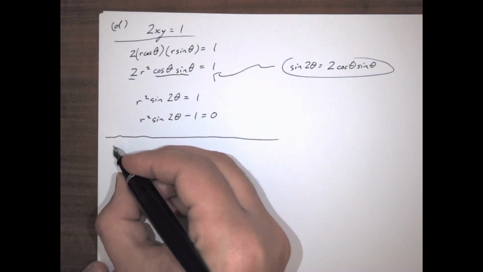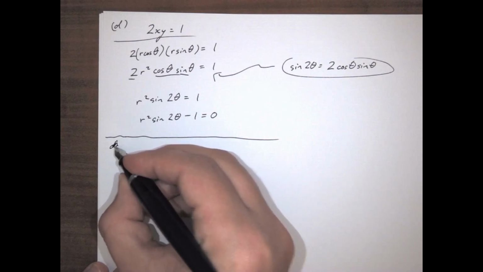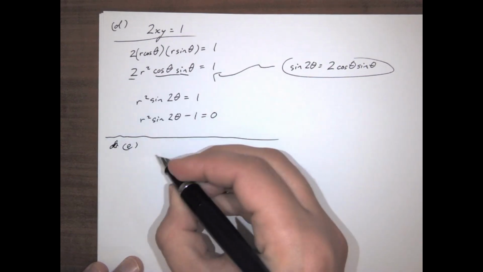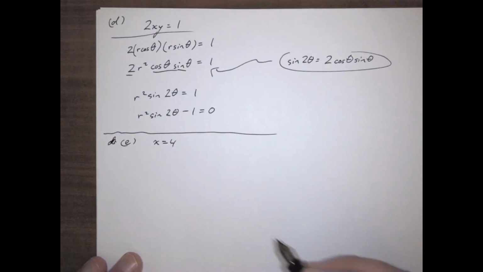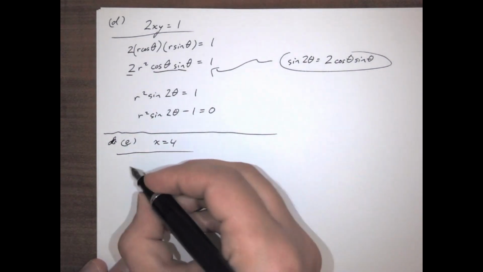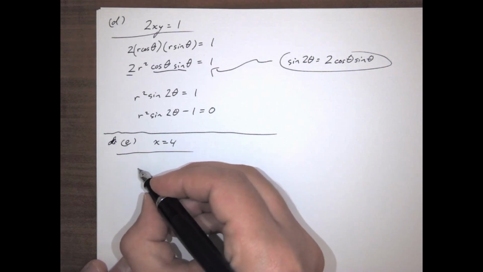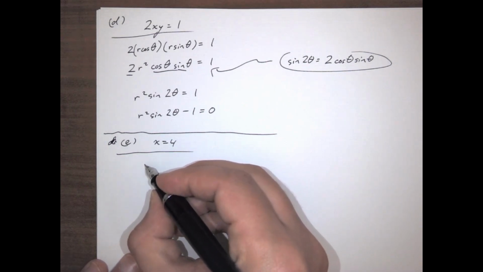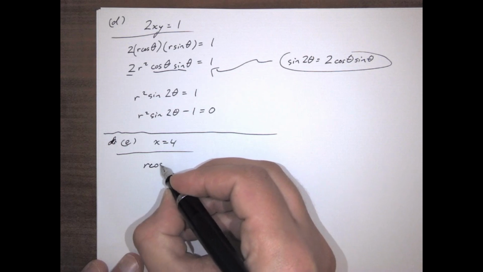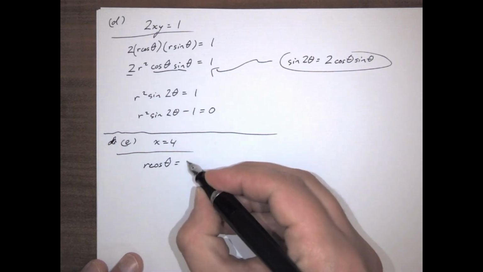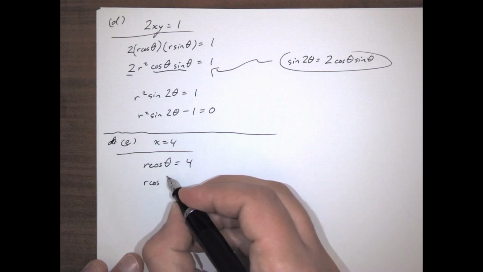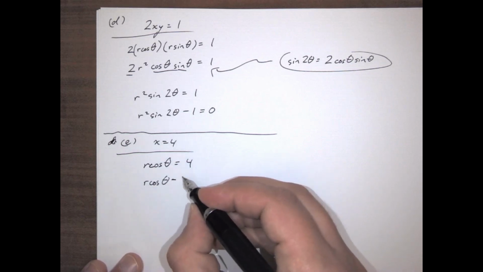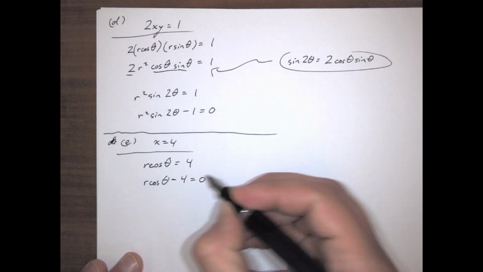And maybe I have an equation like this. Maybe I have just x equals 4. So if x just equals 4, then there's not really much I can do here other than just switch out x for r cosine theta. And then maybe I have to move everything to one side to satisfy some robot.